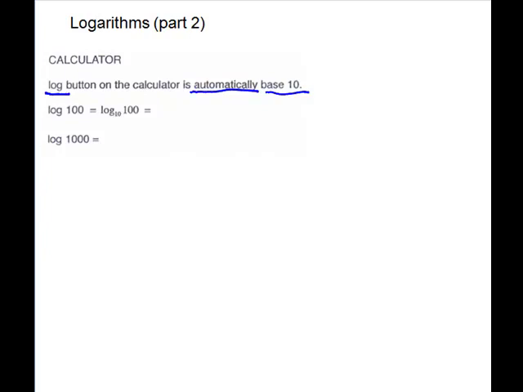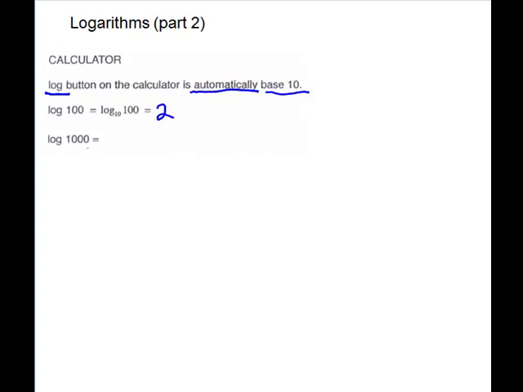Next, we need to talk about your calculator. The logarithm button on your calculator, you actually will have two. First, just the plain log button is automatically base 10. So you will just punch log, but it will be automatically base 10. So if you put in log of 100, it is really doing log base 10 of 100, and the answer is 2. You should test it on your calculator. And this is because 10 squared equals 100 if you switch forms.